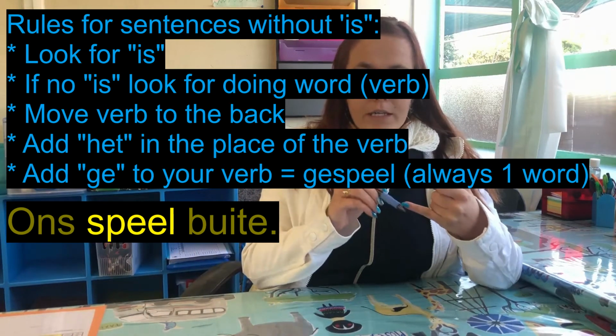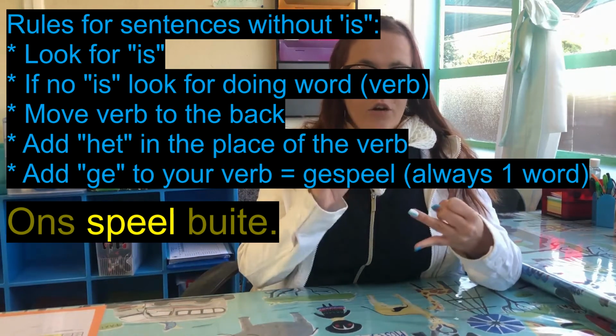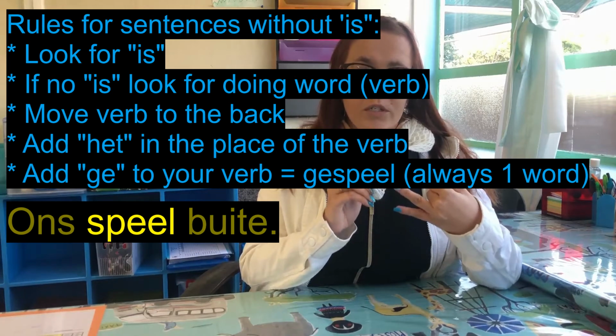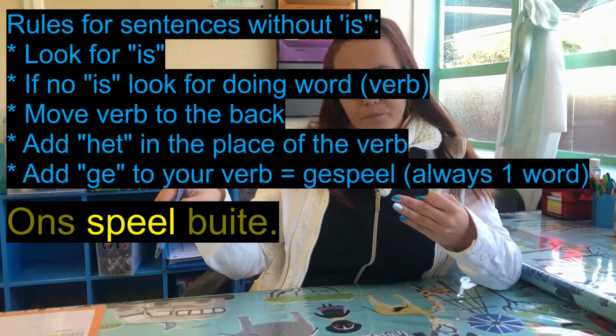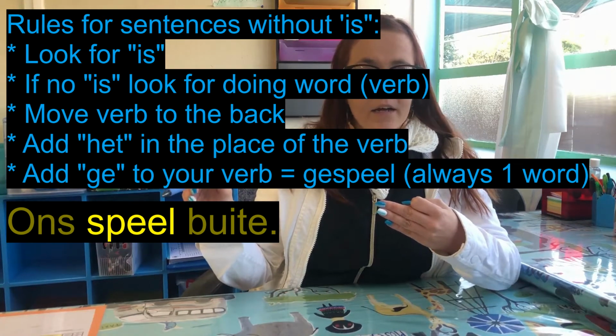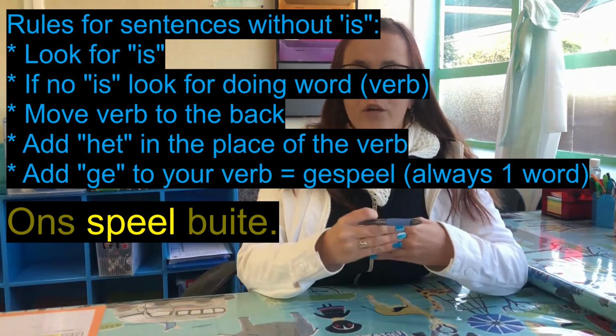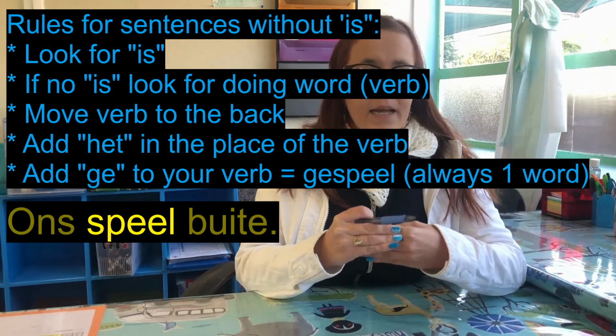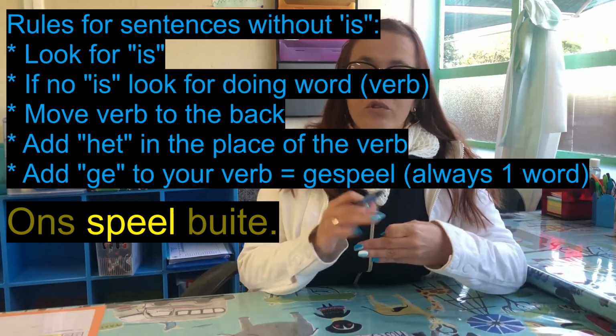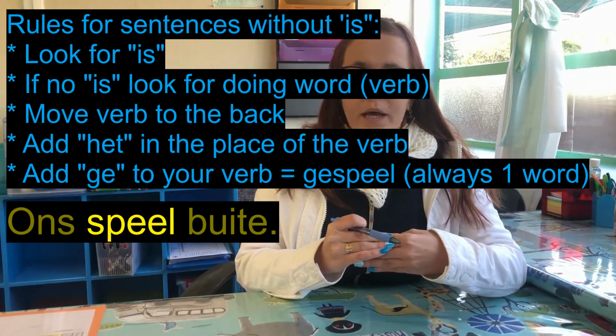So look for is, there's no is. Look for my doing word, it is speel. Take my doing word, move it to the back. Now that it is at the back, you have to put something where your doing word was, otherwise your sentence is not going to make any sense. So now where your doing word was, you put a het.